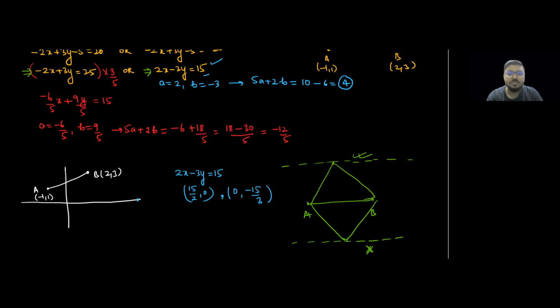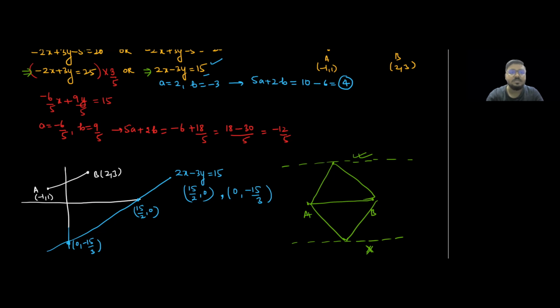So 15 by 2 means 7.5 will be somewhere here. And 0 comma minus 15 by 3 will be somewhere here. So joining these 2 points, the line will be here. Can you see the line is below the line segment AB? Yes.